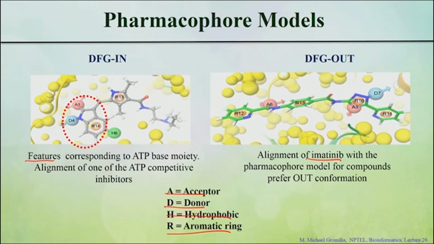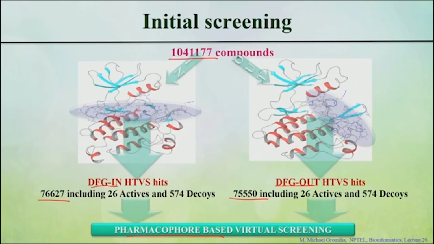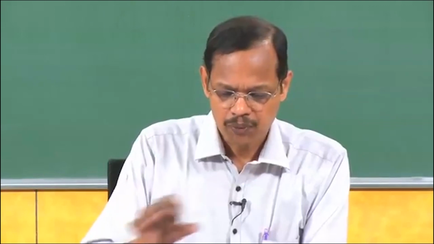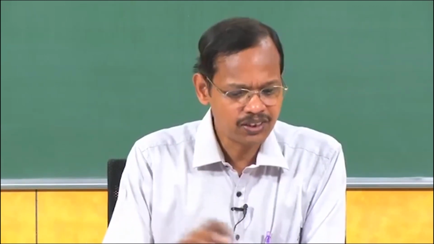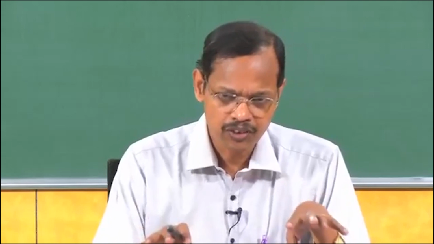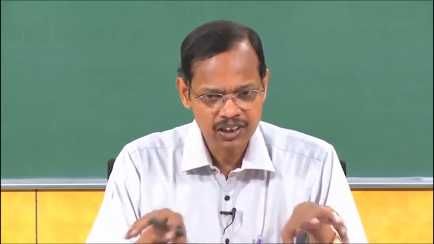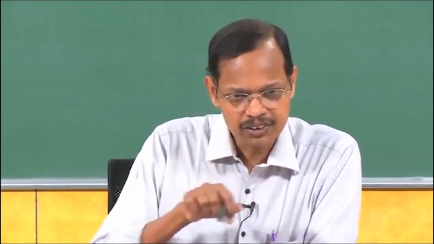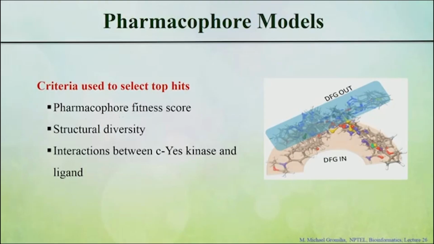You can see the pharmacophore model for the compounds which prefer the out conformation. Now we have the ligands, we screen these ligands and see which ones fit this pharmacophore around the active site, based on the acceptors, donors, hydrophobic as well as aromatic rings. Here also we know these are ATP competitive inhibitors, and we know the out conformation. So, how we fit the ligands around the pharmacophore of this particular site: when you do this, we get different numbers and we can rank them using the fitness score. You can see here the DFG in and the DFG out. These are the ligands which fit the pharmacophore.